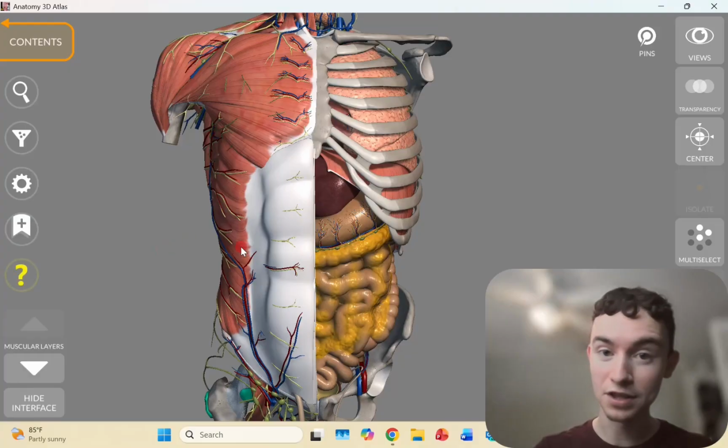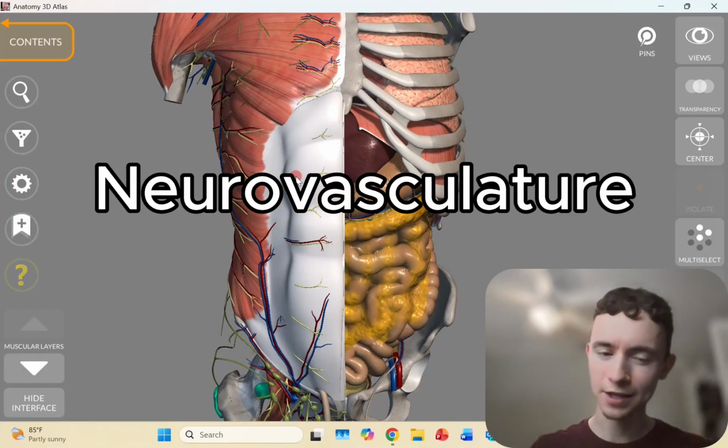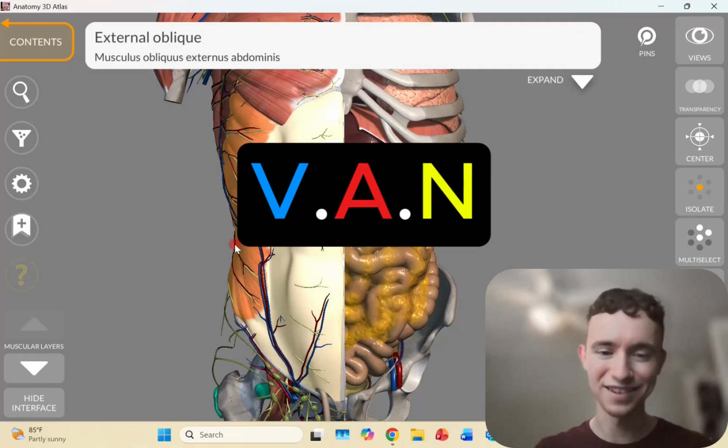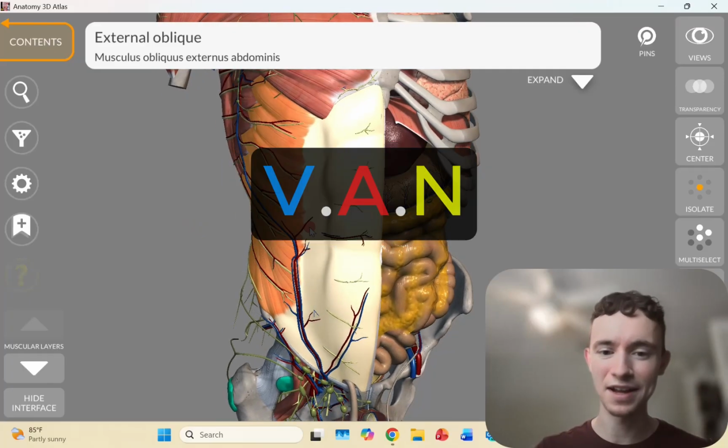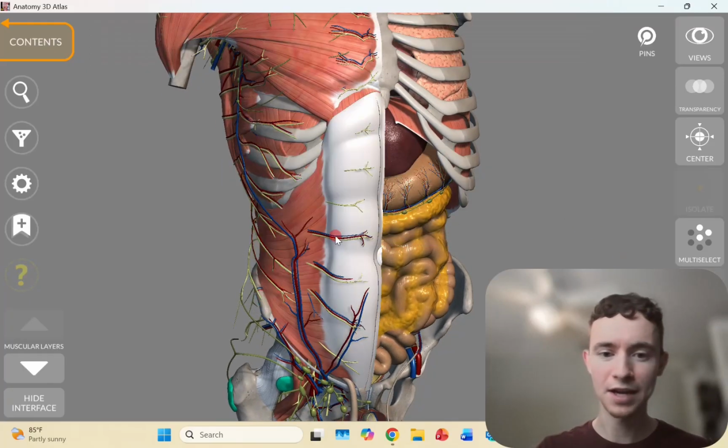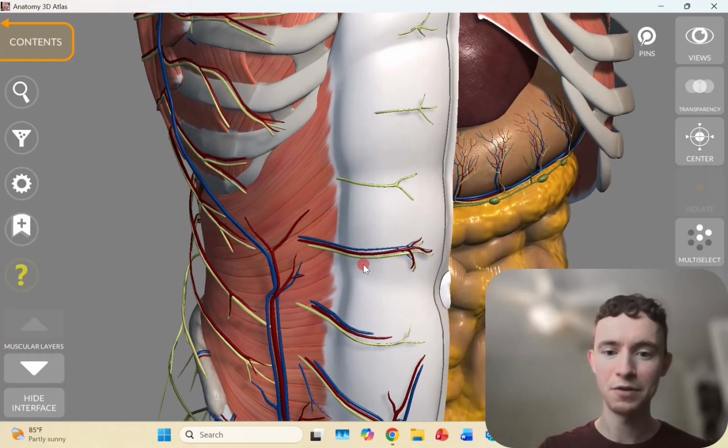I wanted to talk to you guys about the neurovasculature as well, and there's a little trick that I like to remember, and it's called VAN, okay? And I'll explain what that means. I'll have to hide our external oblique. This is a different view. I'm just going to hide this, and now we can actually reveal what I'm talking about here.